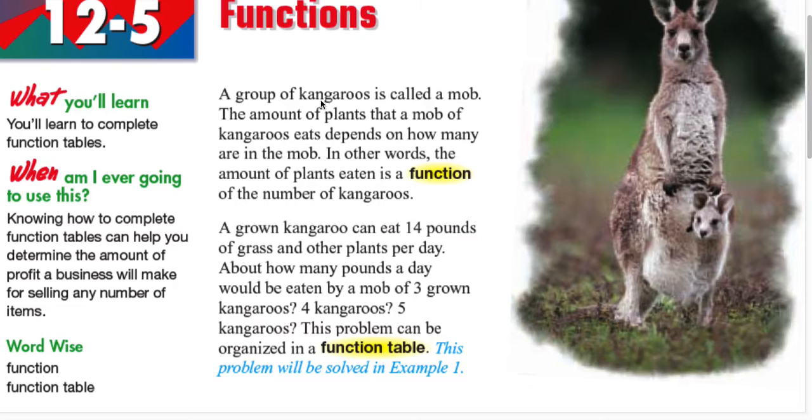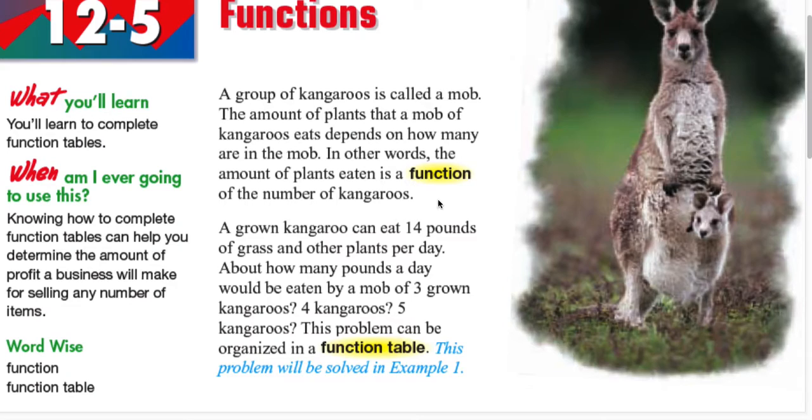A group of kangaroos is called a mob. The amount of plants that a mob of kangaroos eats depends on how many are in the mob. So in other words, the amount of plants eaten is a function of the number of kangaroos. I can restate this by saying that the amount of plants eaten is dependent on the number of kangaroos.